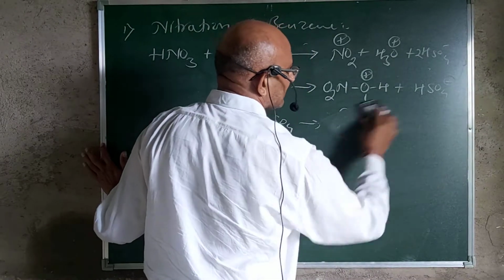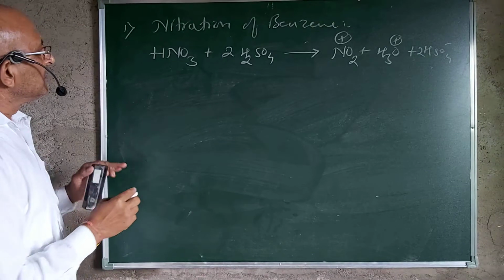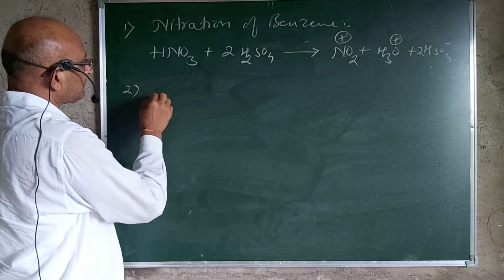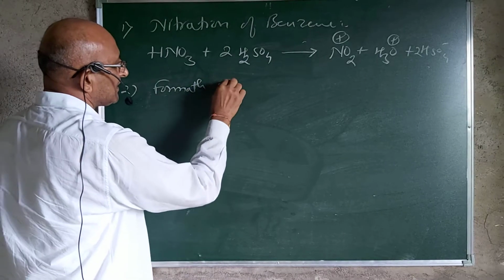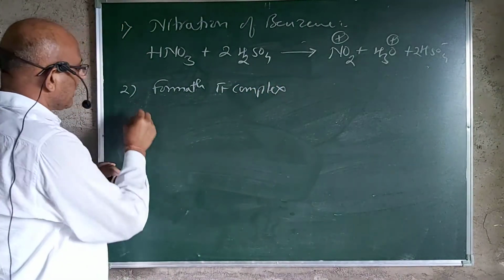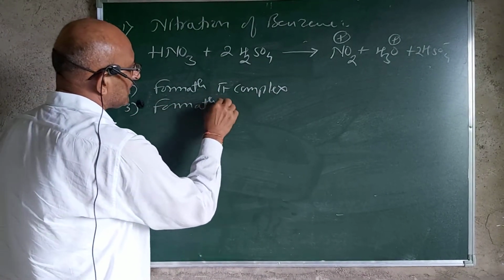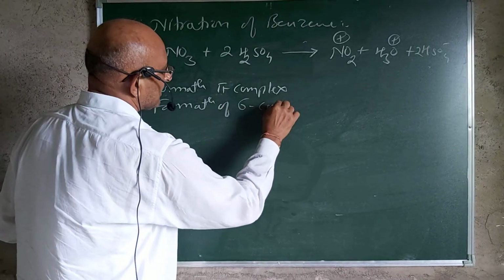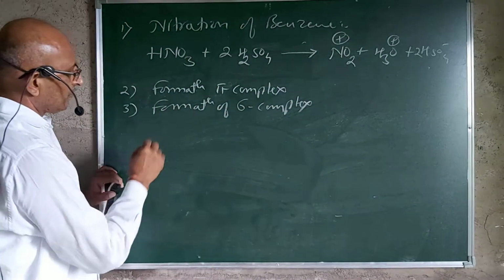Now the rest of the mechanism is totally the same. It's not different from the general mechanism. So what is the second step? That is the formation of the pi complex. And the third step is the formation of the sigma complex. So these two steps I will write together in one way.